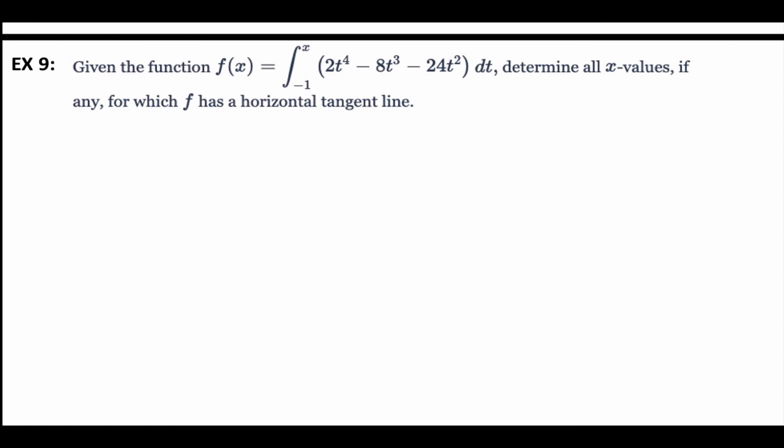Given the function f of x, so now they're changing it to f. F of x equals the integral from -1 to x of 2t to the 4th minus 8t cubed minus 24t squared. Determine all the x values, if any, for which f has a horizontal tangent line. What's different about this one? What's the big difference between this one and the ones we've been doing since the beginning of class today? There's no graph.